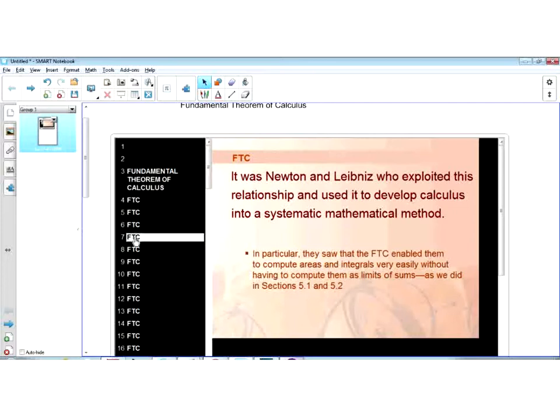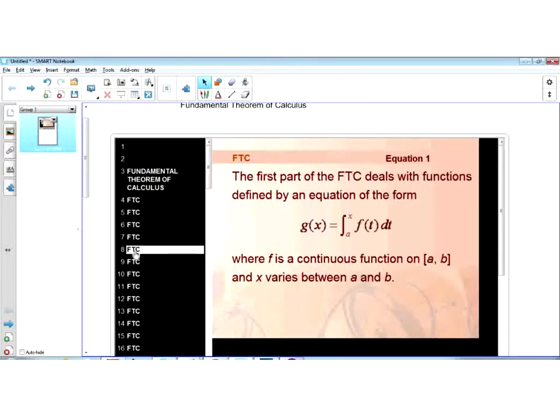And what it does is it allows us to compute areas and integrals without having to compute them as limits of sums, as we did in the first two sections of this chapter. So the first part of the FTC deals with functions defined by an equation of the form g of x is equal to the definite integral from a to x of f of t dt, where f is continuous on a to b and x varies between a and b. So this is a functional notation. Both functions, the function on the left and the function on the right, are functions of x.